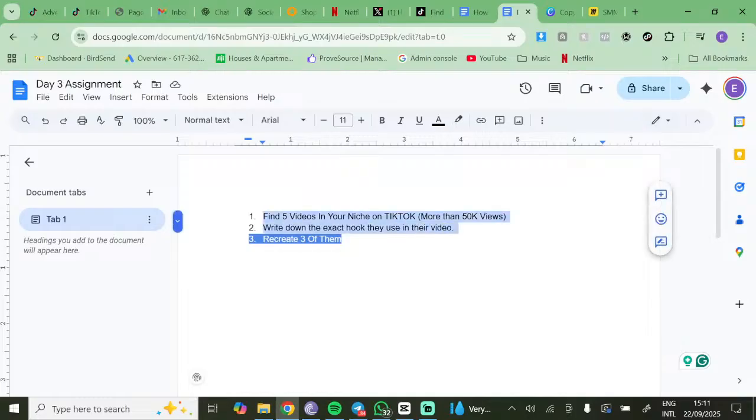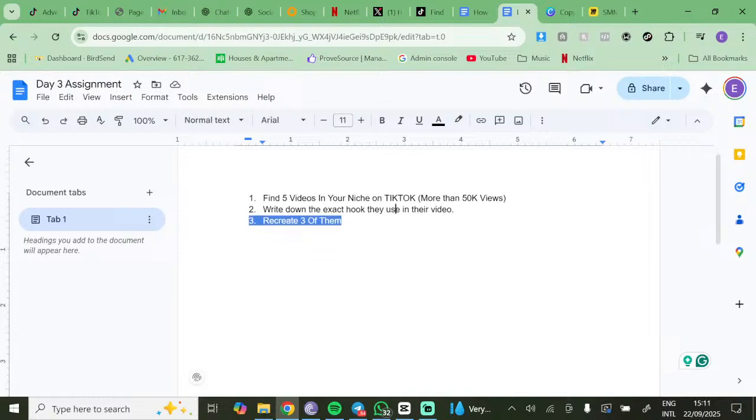Once you've done them, screenshot them and send them to the group, to the VIP group, or you can write down the hook in your notes or with Google Docs and then send me the link to that or send a screenshot to the group as well. Okay, that's your assignment for tonight.